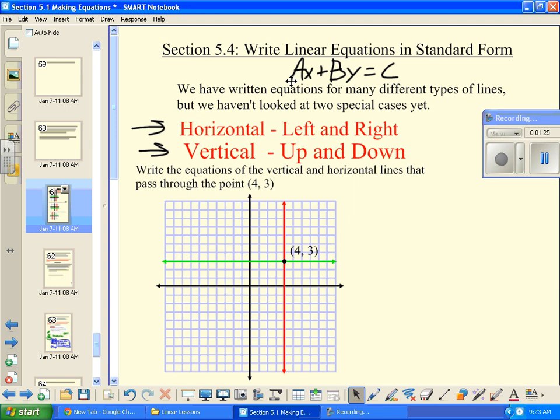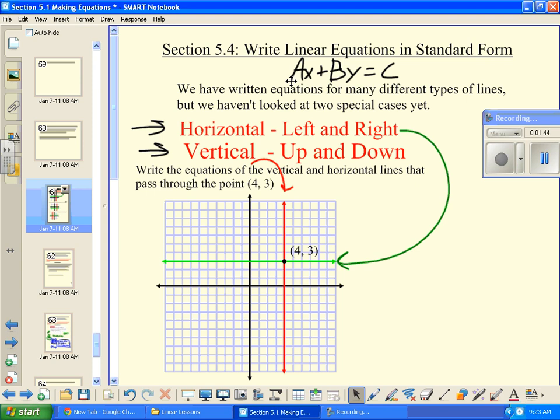So if you're taking notes along with me for this lesson, jot down that a horizontal line is a line that goes from left to right, the straight across line. And a vertical line is up and down. If you're looking at them on the graph down here, the vertical line is the red one, and the horizontal line, from left to right, is the green one.